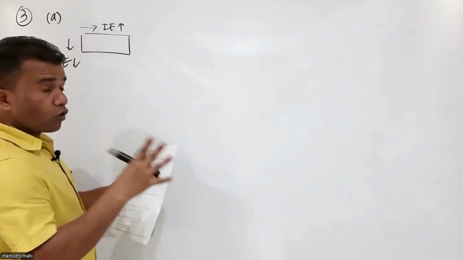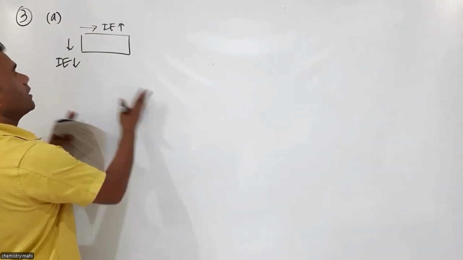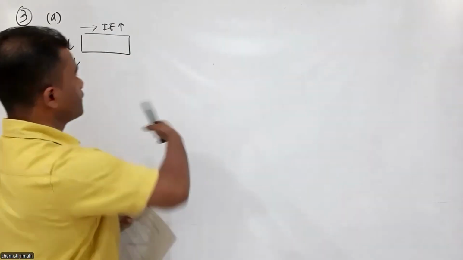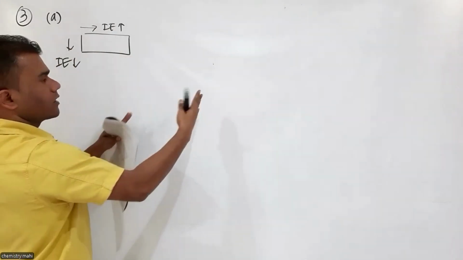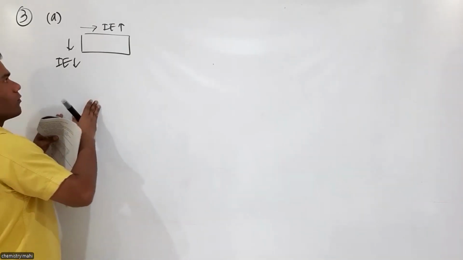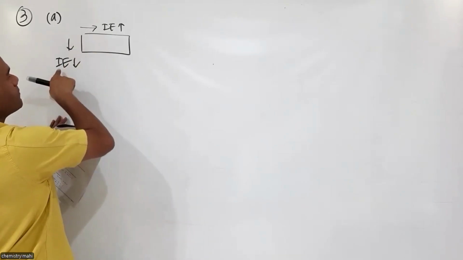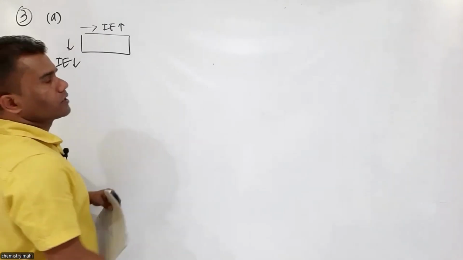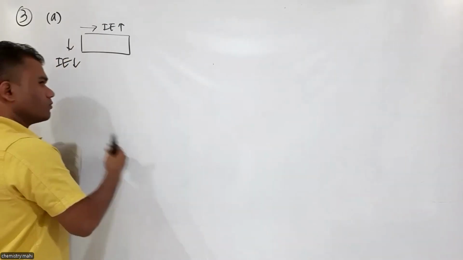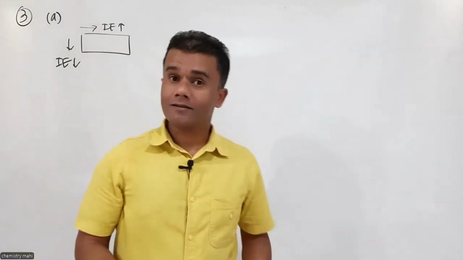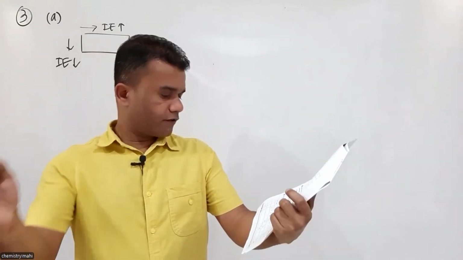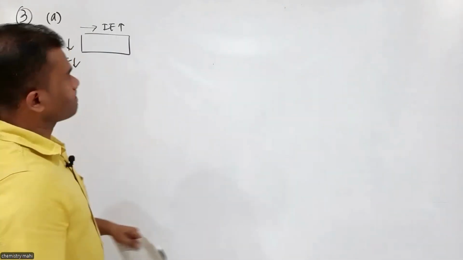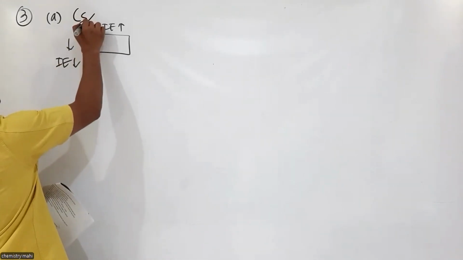Then they ask the lowest. Lowest means where do you find it, leftmost or rightmost? According to this variation, left to right increases, so the lowest one should be found in the leftmost. And top or bottom: down the group, ionization energy decreases. Definitely it should be down. The leftmost, down element should be the answer. So the leftmost, down element in the given portion is Cl. So for the first one we can answer Cl.